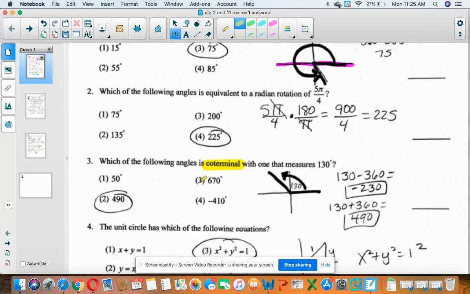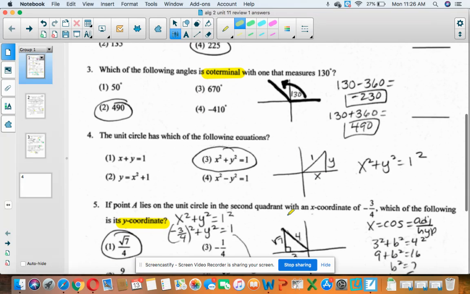Now that answer wasn't here. So you also have to do 130 plus 360 degrees. That's 490, and that is choice 2. Because basically 490 degrees starts here in the same place. It goes 360, and it's here, plus another 130. It will be in the same exact spot that 130 is.